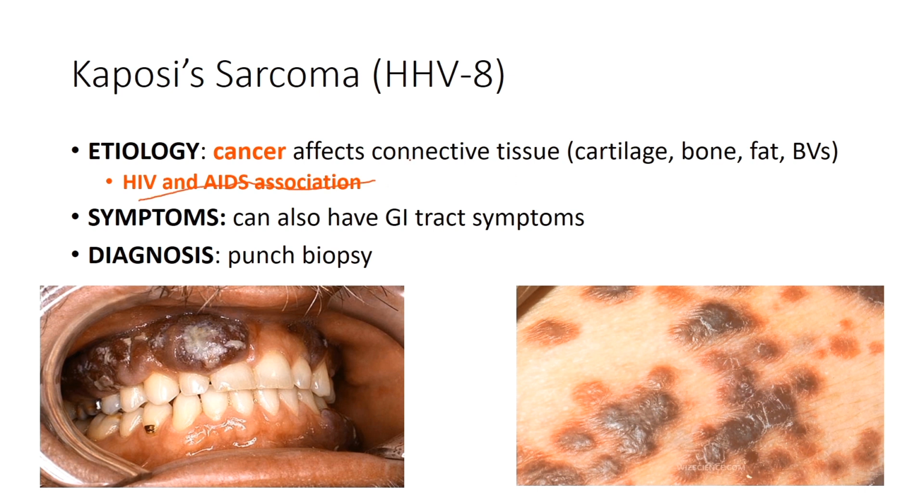Is actually a tumor or a type of cancer that affects connective tissue, cartilage, bone, fat, blood vessels, and stuff like that. That's why it looks just disgusting. Can also have GI tract symptoms, because these can grow in the GI tract. So you need to do a punch biopsy and look for those lymphocytes trying to respond their best ability.